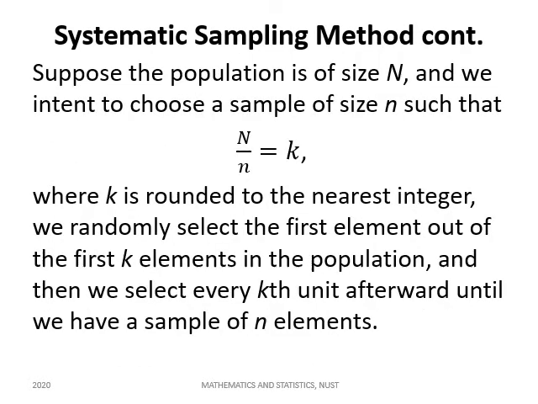Here we have a population whose size is capital N, and we want to choose a sample of size small n. So what we do is take big N divided by small n, and that gives us k. Now we round off k to the nearest integer. We randomly select the first element out of the first k elements, and then we pick every kth element until we have a sample of n elements.